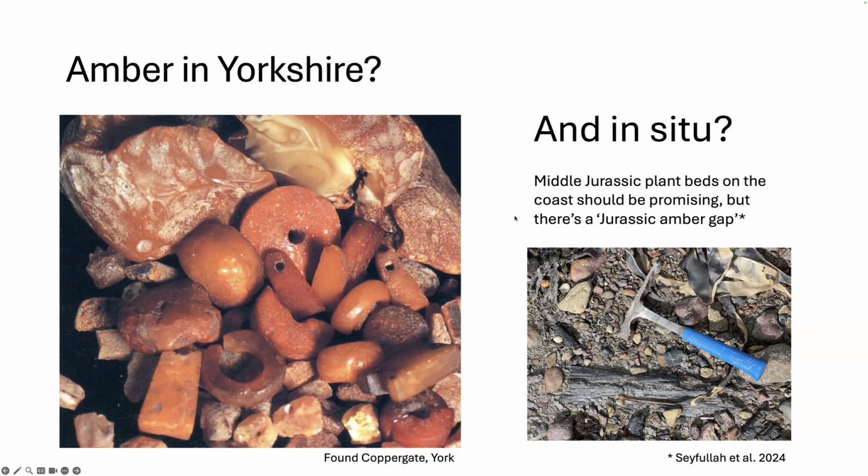And I have looked in the past, and I was reading a bit more about this in the last couple of days and discovered that there is globally a Jurassic amber gap. So there's amber found in the late Triassic, and there's lots of amber found in the Cretaceous, but not in the Jurassic. And this lady, Leila Seyfullah in Vienna, has been working on that problem. So really interesting.